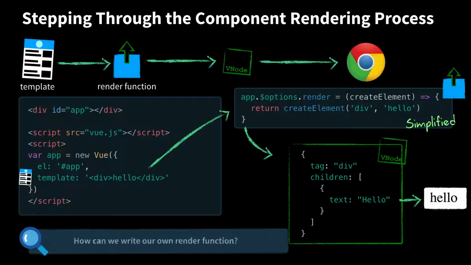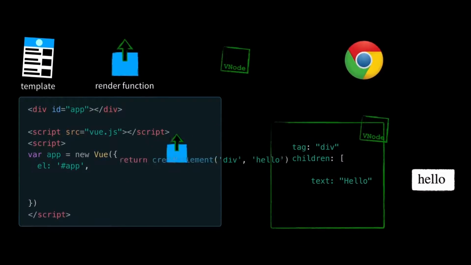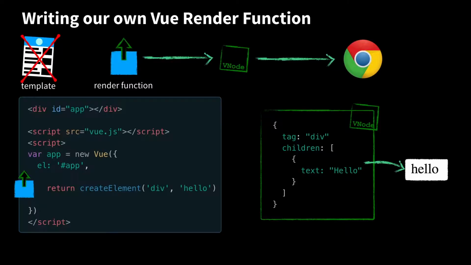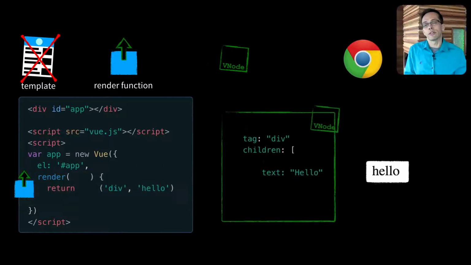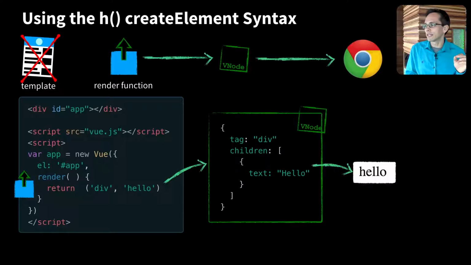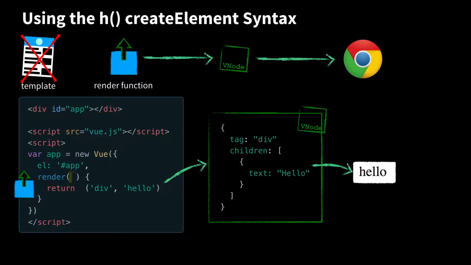This works fine, but how might we create our own render function and skip template compilation? Inside our code, we can write render create element and just return create element, just like you see here. This returns the same virtual DOM node, which gets rendered out into our web page. Often when people write render functions, instead of writing out create element, they'll simply use the H method as an alias. H, in case you're wondering, stands for hyperscript, as in hypertext markup language, HTML.